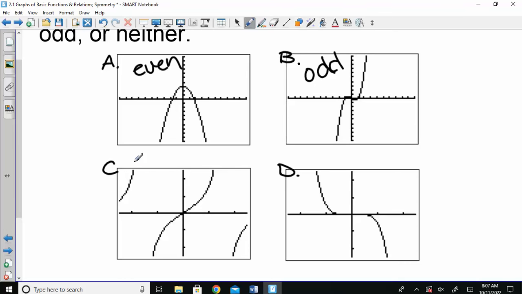What about C? Odd. One flip, this would come here, that would go over there, and then flip again, it would work. So that one's odd. And D? Odd.